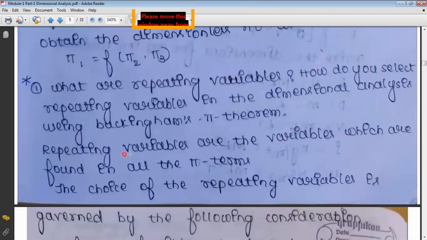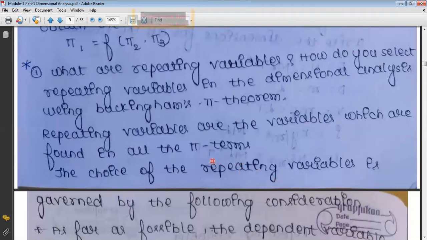Repeating variables are the variables which are found in all the pi terms. So if there are 3 pi terms, the repeating variables will be there in all the 3 pi terms. Therefore, they are called repeating variables, because they repeat in all the pi terms. So how do you choose the repeating variables here?